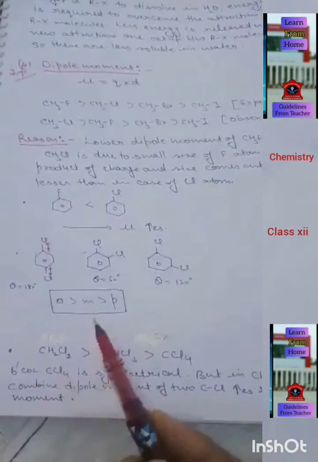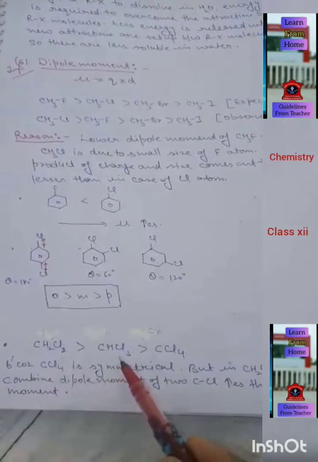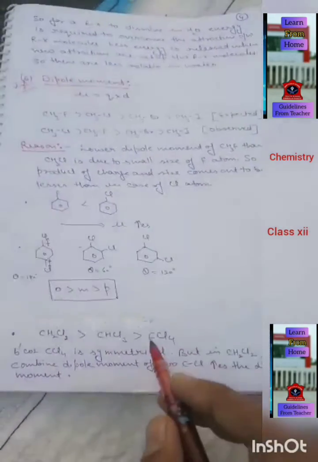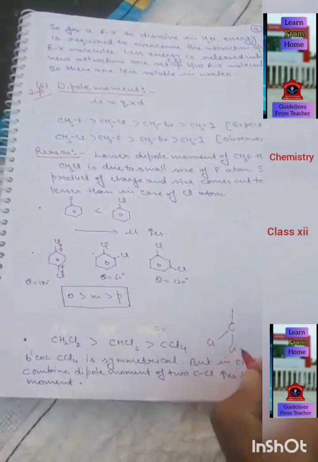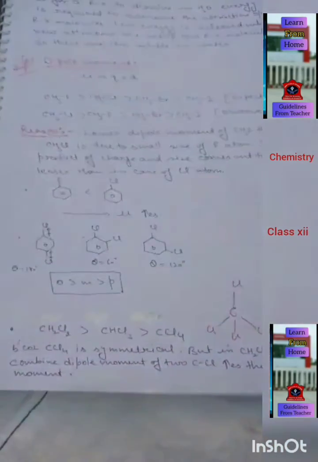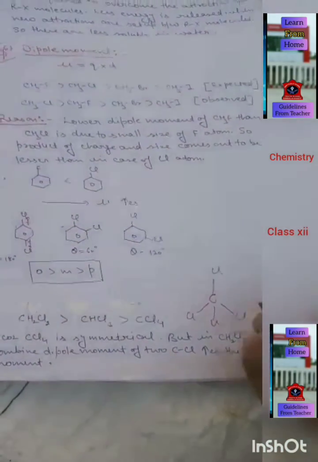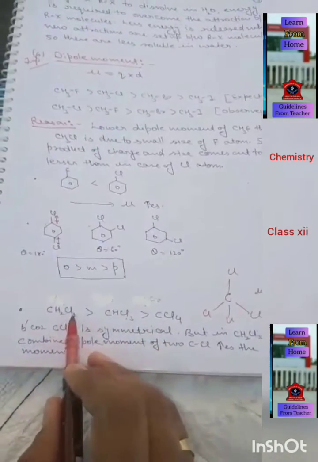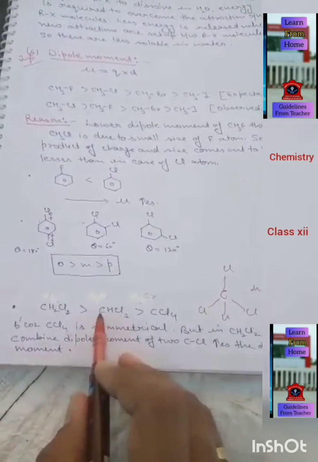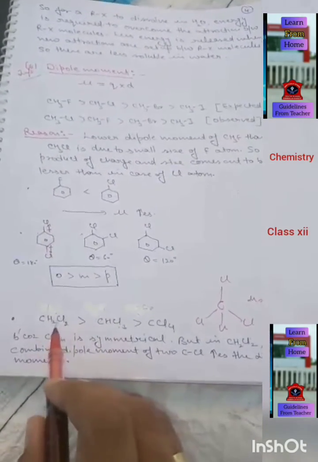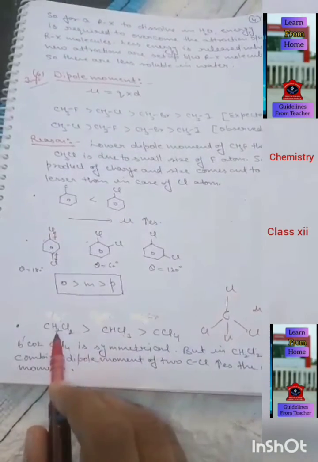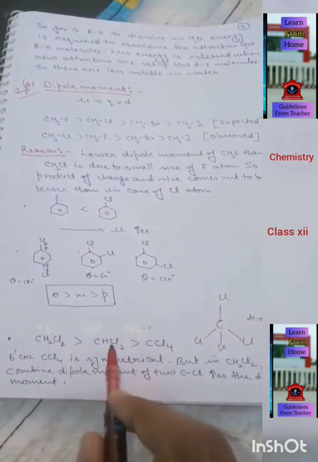Similarly, another example: CS2, CH2Cl2, CHCl3, CCl4. We know that CCl4 is a symmetrical molecule. That's why its dipole moment is 0. It is insoluble in water, but chloroform and dichloromethane have some dipole moment, so they are partially soluble in water. But dichloromethane has a higher dipole moment than chloroform.